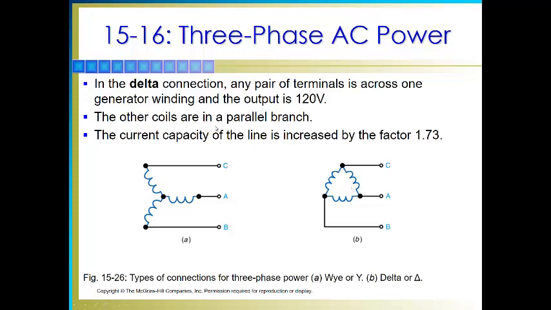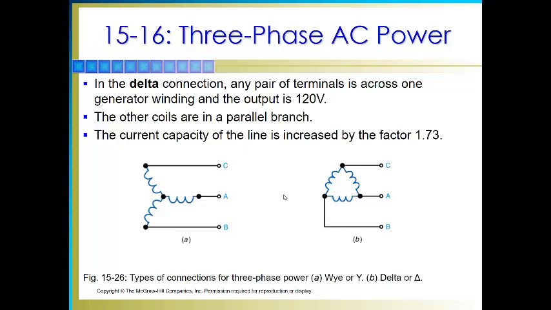So the other coils are in parallel. If you take this one, you can see that this and that one will be in parallel. They're parallel branches, so the current capacity of the lines is increased by a factor of 1.73. In the Y connection, because of the angle, you multiply one winding times 1.73 and you get a higher voltage here. In the delta, you get the same voltage, but you can increase the current by a factor of 1.73.